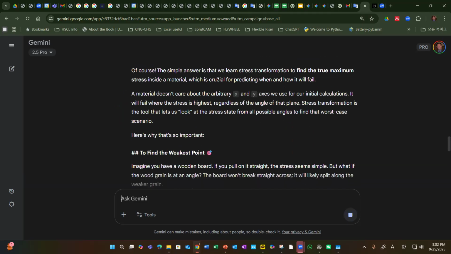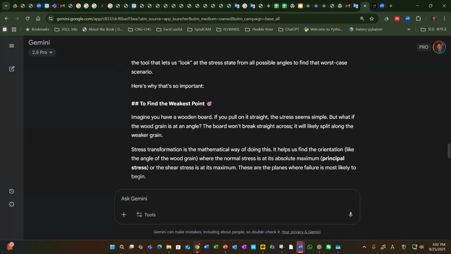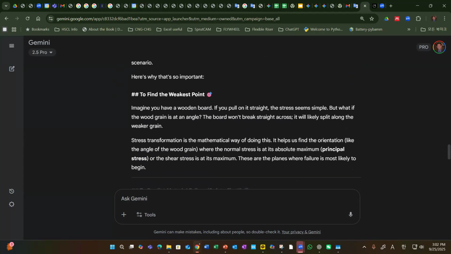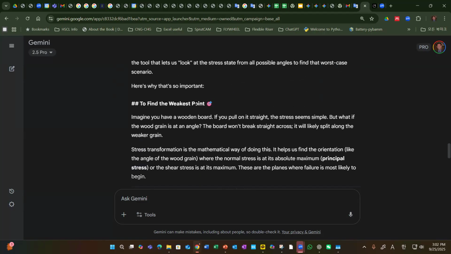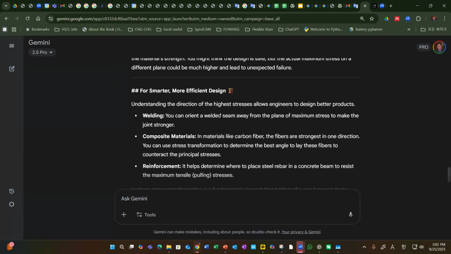The simple answer is that we learn stress transformation to find the true maximum stress inside the material, which is crucial for predicting when and how it will fail. 그러니까 재료가 파손이 될 때 어떠한 면에서 어떻게 작용되고 있는지를 알기 위해서 스트레스 트랜스포머를 배운다고 하는 것이 펀더멘탈 이유입니다. 그러니까 혹은 더 weakest point, 어디가 가장 약한지, 왜냐하면 거기서 파손이 일어났기 때문에. So we like to confirm the safe structures.